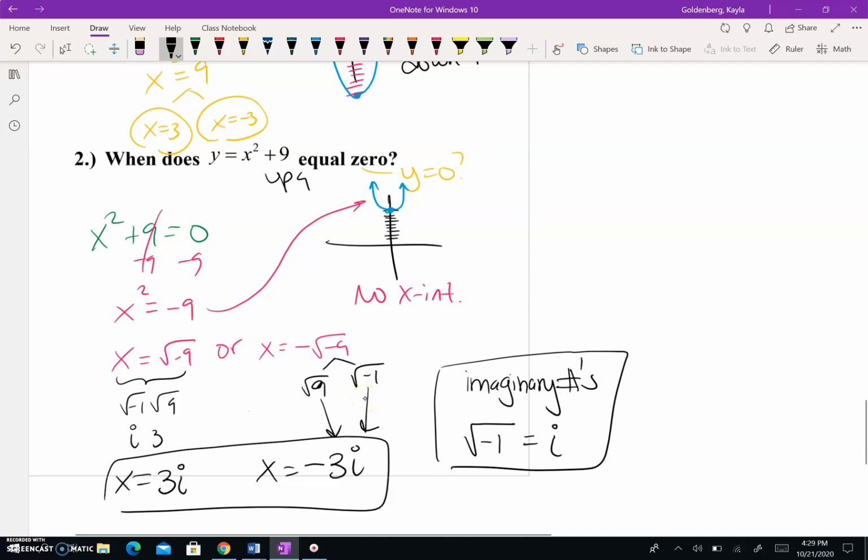And so the usefulness in my mind of this is that it makes a connection to why we don't have x-intercepts, because they're imaginary. And this is something that I'm sure you're going to be a little bit unsure about, so let's talk about this together on Thursday.